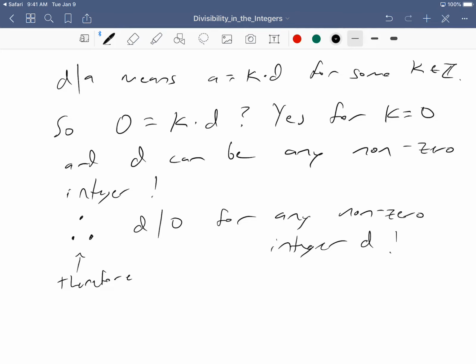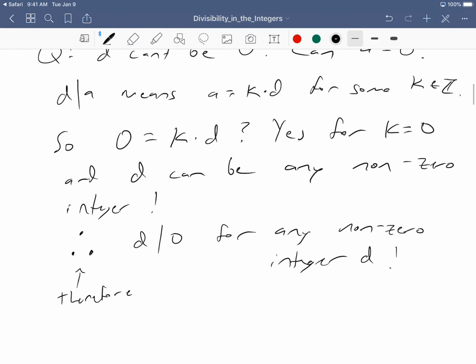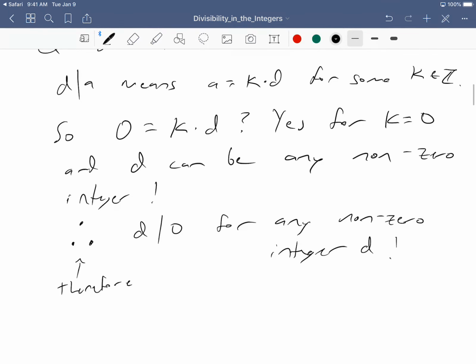So notice we're not saying I can do d over 0. We're saying that 0 over d is an integer, right? So when we said 3 divides 12, it's because 12 over 3 is an integer. So this straight up and down line "divides" is not making a fraction d over 0. It's sort of the opposite. It's talking about 0 over d being an integer.